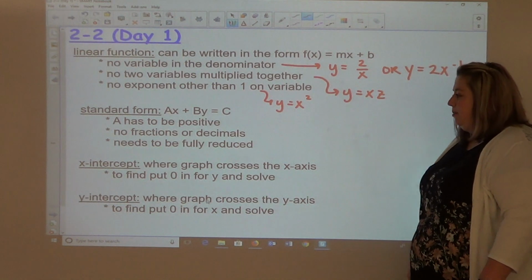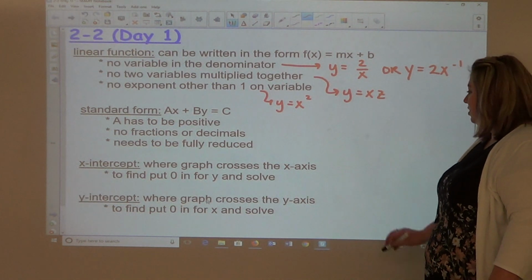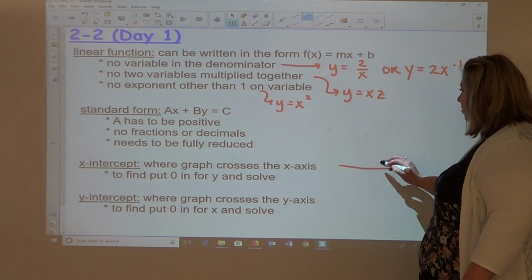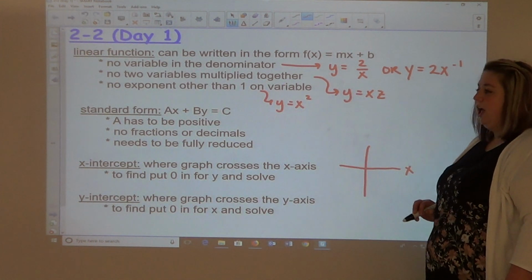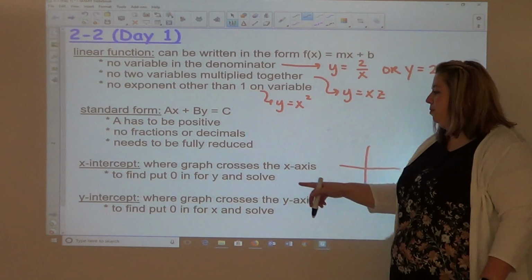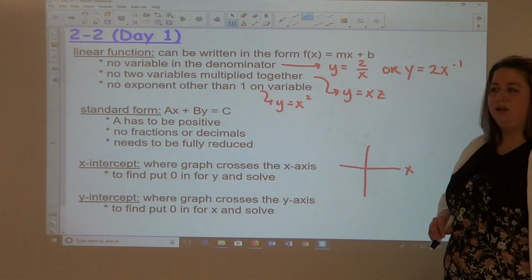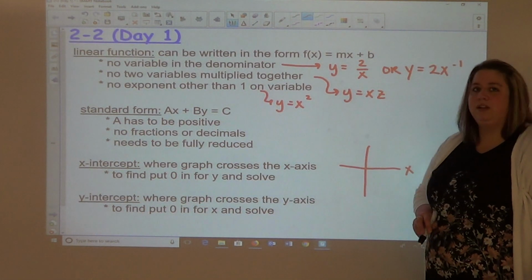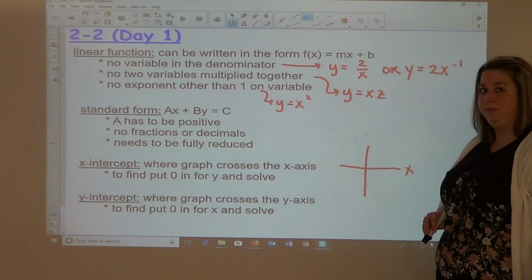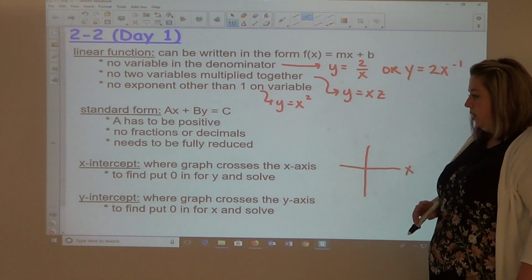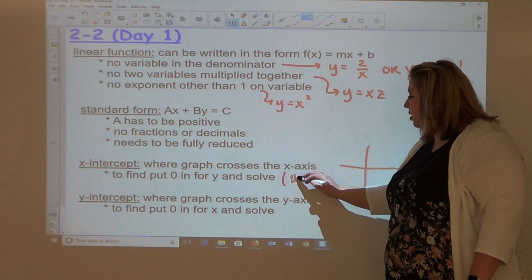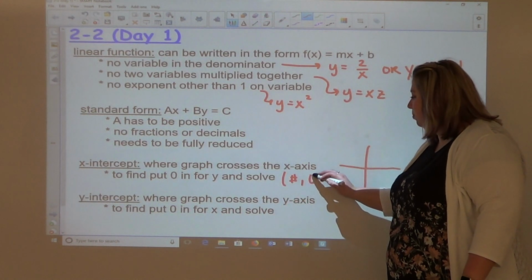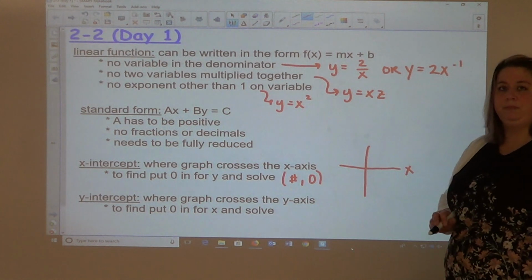The x-intercept is where the graph crosses the x-axis. So when you're looking at your graph, this is your x-axis. How you find it algebraically is you put 0 in for y and solve. Now I'm not going to make you graph them today, so we're just going to talk about how you find them. And these are all going to be points. If you put 0 in for y, you're going to have some kind of number for your x, and then your point would be 0 for y.